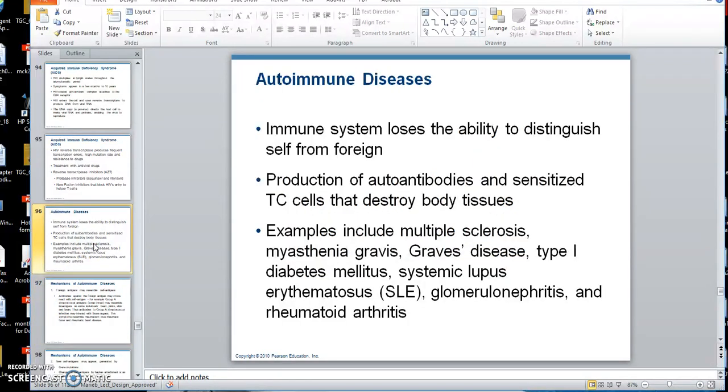Now we go to autoimmune diseases. Autoimmune diseases are situations in which you fight yourself. There are many different autoimmune conditions: multiple sclerosis, myasthenia gravis, which is a muscle weakening, Graves' disease, type 1 diabetes, which is also called juvenile onset. Okay.